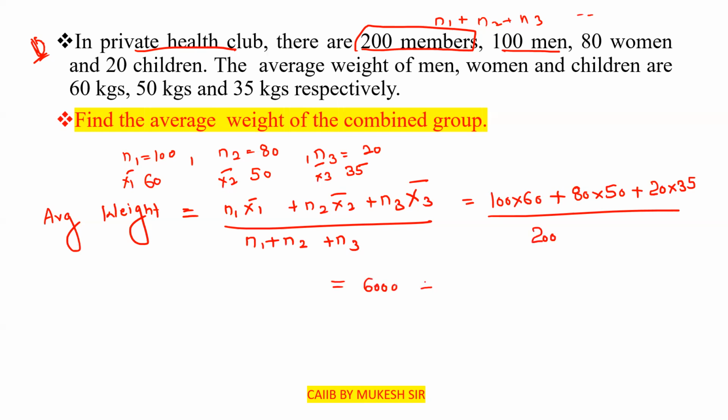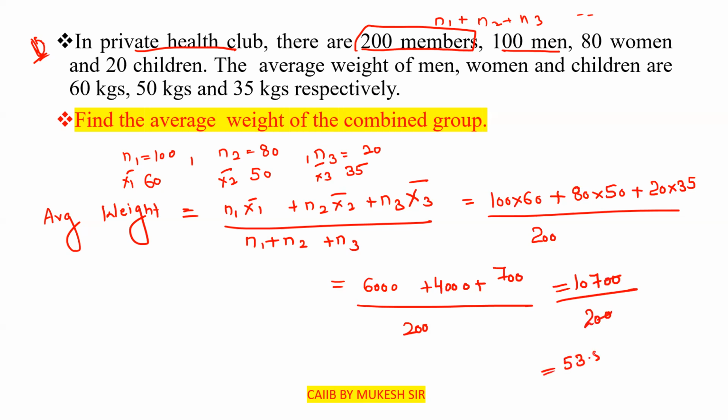6,000, 4,000, 700, upon 200. So it comes out to be 10,700 divided by 200, which comes out to be 53.5. So this will be the answer. Clear? That is 53.5.